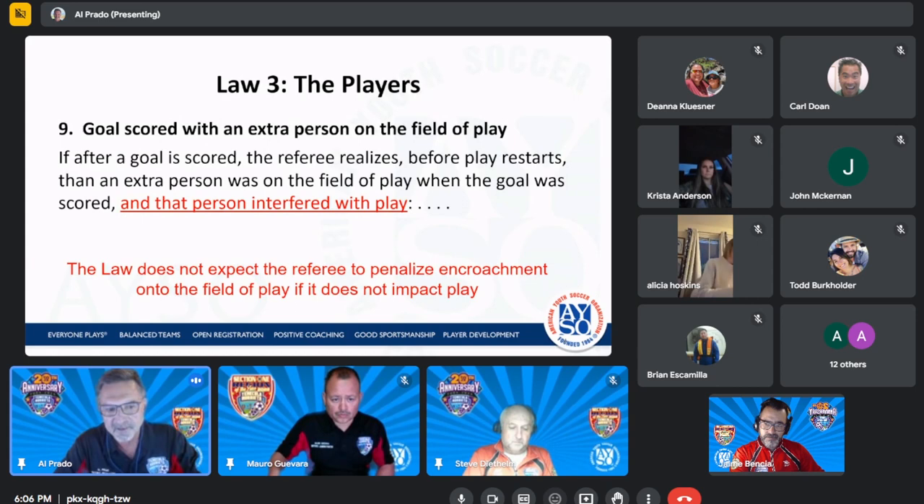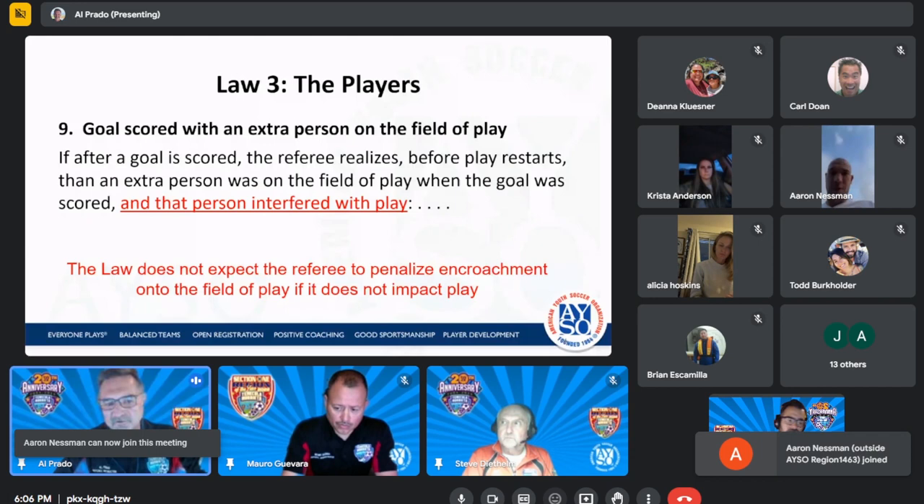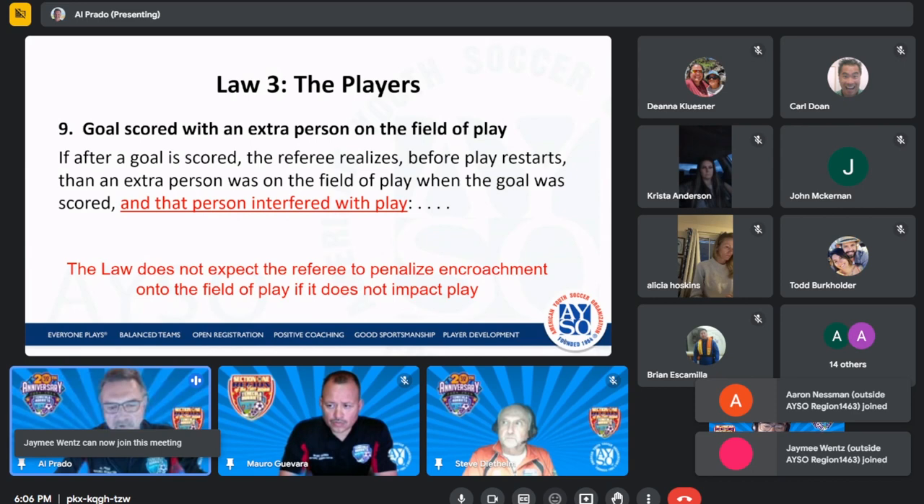In the past, if a goal was scored with more than the number of players allowed on the field, for example 8 players in a 10U match, 10 in a 12U match, or 12 in a 14U and above match, the goal would not count. This last year, they said if the extra player was not involved and did not interfere with play, the goal would count. So a little bit of common sense there, and that didn't happen very often.